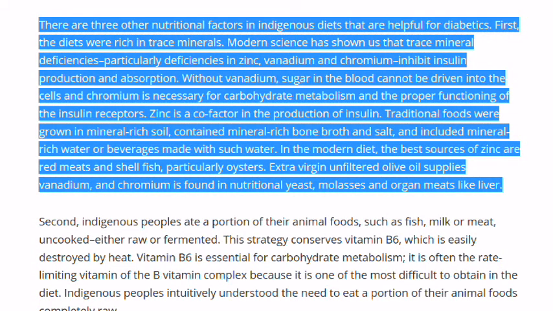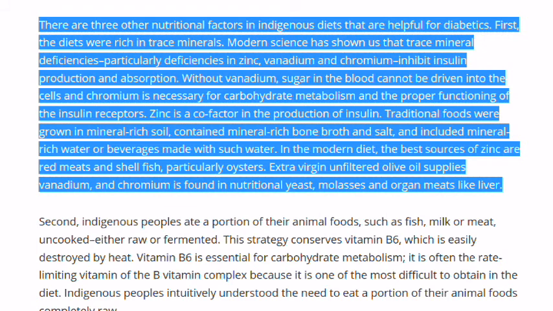Now he goes on to talk about other things. Like he says, there are other nutritional factors in indigenous diets that are helpful for diabetics. First, the diets were rich in trace minerals. Modern science has shown us that trace mineral deficiencies, particularly deficiencies in zinc, vanadium, chromium, inhibit insulin production and absorption. Without vanadium, sugar in the blood cannot be driven into the cells, and chromium is necessary for carbohydrate metabolism and for proper functioning of the insulin receptors. Zinc is the cofactor in the production of insulin.